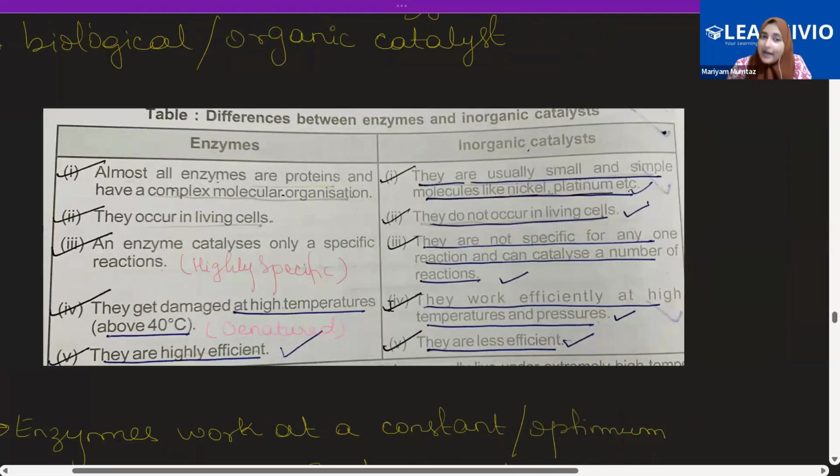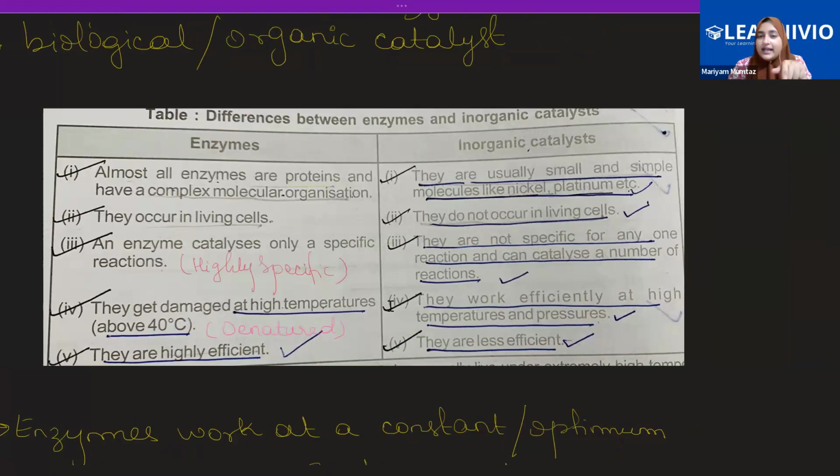Now enzymes, since they are biological molecules, are found inside living organisms. On the other hand, inorganic catalysts do not occur in living cells; they are present outside. An enzyme catalyzes only a specific reaction. It is very specific to the type of substrate, the type of reaction, the temperature and everything. Whereas inorganic catalysts do not need any specificity. They can be used for several reactions. Nickel, cadmium, platinum, magnesium, these are all your inorganic catalysts.